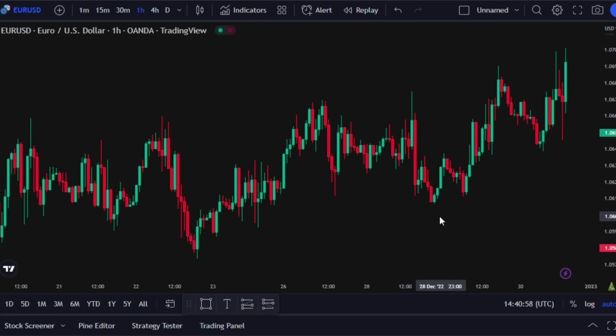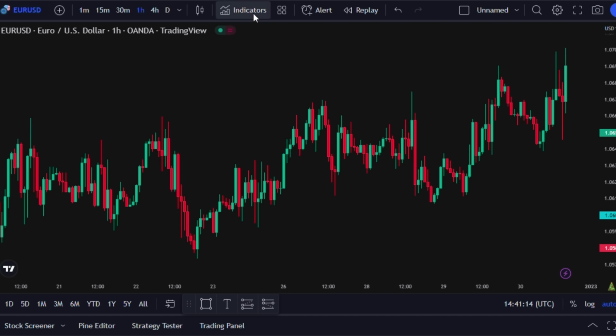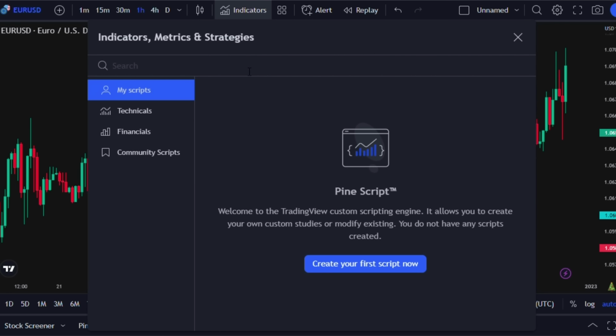So, again we have the Euro-USD pair on our chart here. The third and last order block indicator that I am going to show you is the Pivot Order Block indicator. So let's add this indicator to our chart. For that, click on the Indicator tab, type in Pivot Order Block and select it.